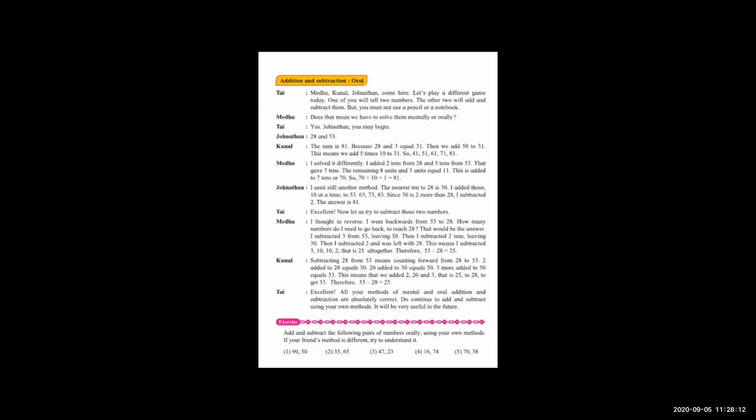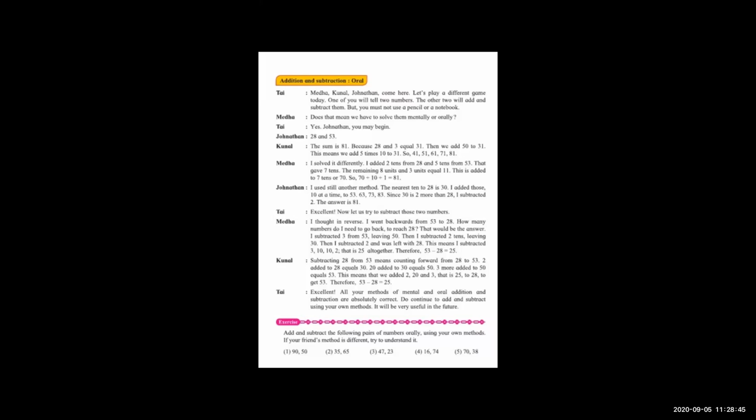Now see, Jagannathan is telling 28 and 53. Kunal says the sum is 81 because 28 plus 3 is equal to 31. Because it's a word problem, don't take the help of a pencil and book or any other material.